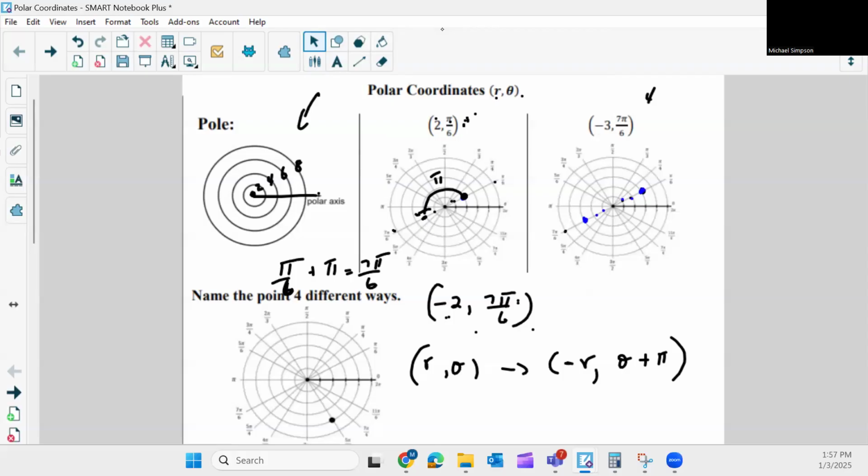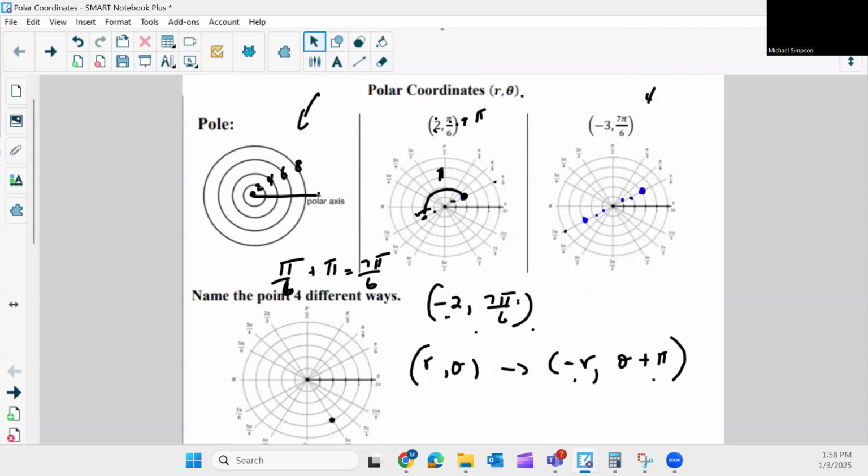Hope you guys see that. Okay. So one way of rewriting this point right here is, let's go back here and look at it again. All right. I will represent this point in another way. I can flip the R value, make it negative, and then add pi to the angle. And that gives me 7 pi over 6. And that is the formula right here. Flip the sign of the R value and add pi to the angle.